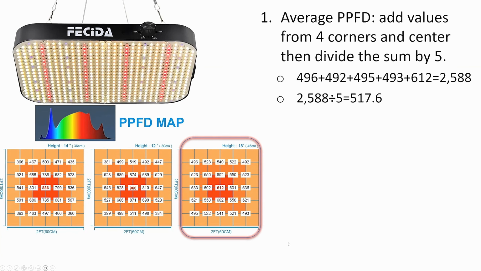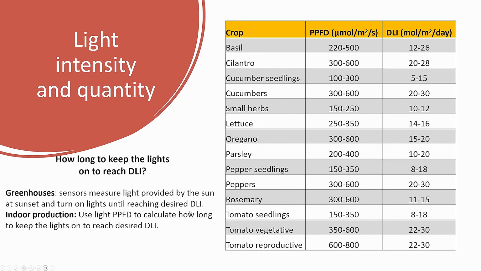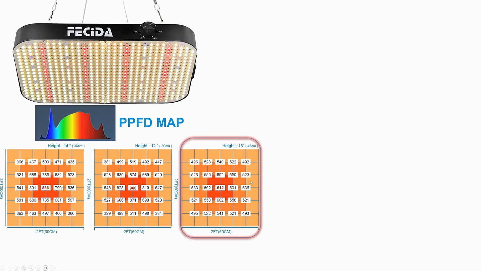So you need to know how long you're going to run the lights. Right now we have the PPFD, and let's say, for example, with lettuce, let's go back. Let's say we're going to be growing lettuce, we need a DLI of 16. We have the PPFD map. We know how much light reaches this area at this distance. The question is, how long should I keep the lights on to reach the desired light amount?